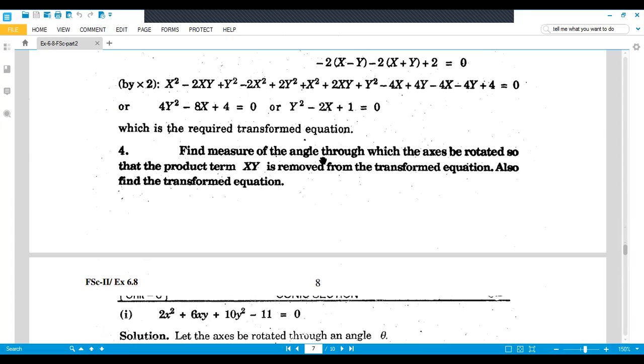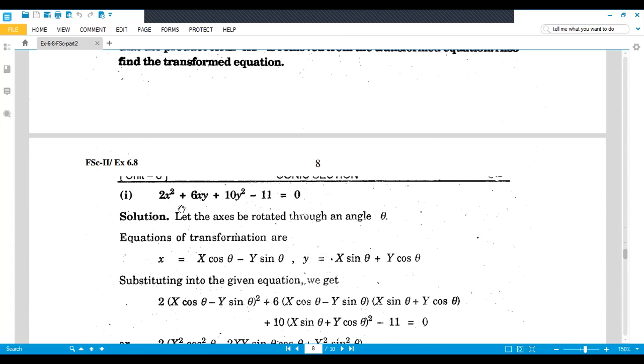First part is find the measure of the angle through which the axis be rotated so that the product term xy is removed from the transformed equation. Also find the transformed equation. You have to find the angle and then you have to find the transformed equation. You are given the equation 2x square plus 6xy plus 10y square minus 11 equal to 0. Let the axis be rotated through an angle theta. Equations of the transformation are small x replaced with x cos theta minus y sine theta, small y replaced with x sine theta plus y cos theta.